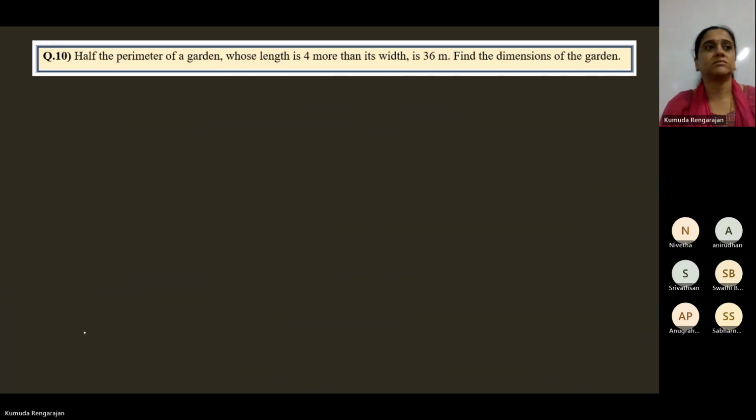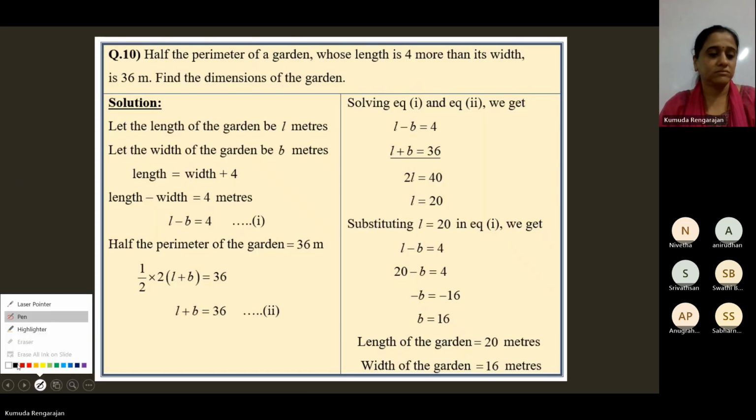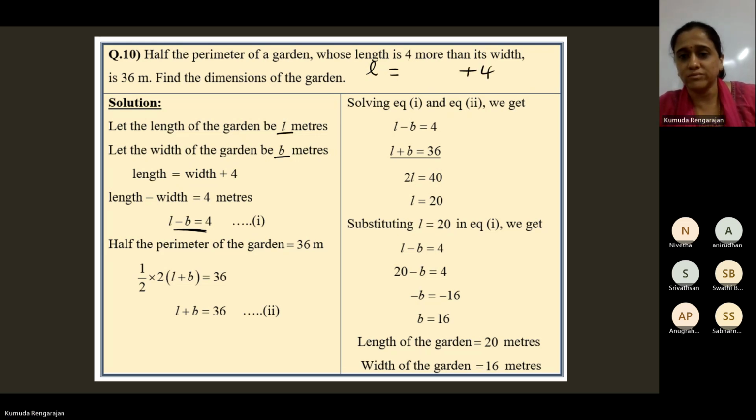Correct? So length L, breadth B. You can write this directly. I've just written it as it is here, see, length. So L is equal to 4 more than, means plus 4. Then it's breadth. So B plus 4.